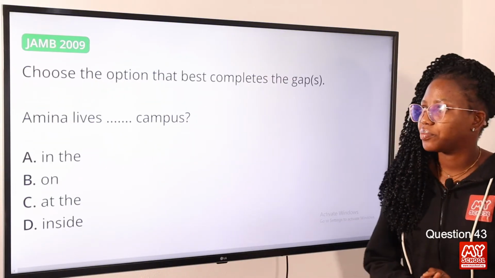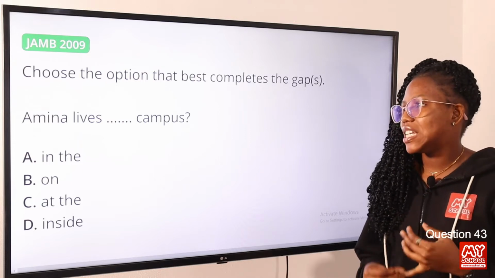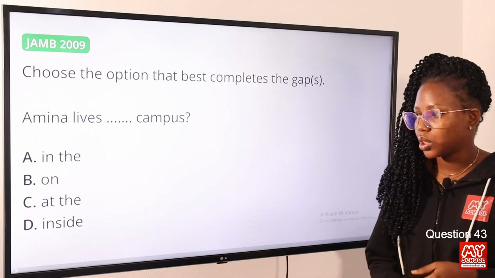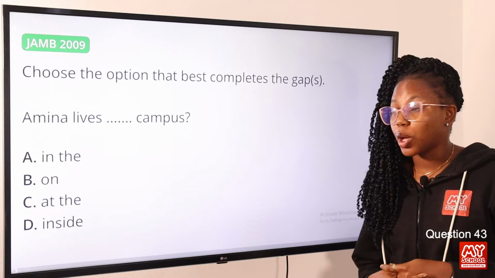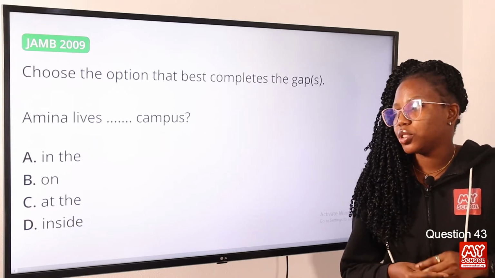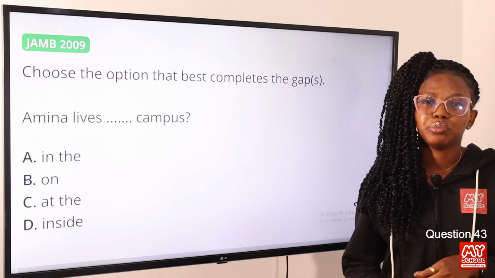Question 43. Choose the option that best completes the gap. Amina leaves dash campus. Option A, in the. Option B, on. Option C, at the. Option D, inside. The answer to this question is option B, on. Now, while it's logical to think that option A as well as option D is correct, the answer still remains option B, on the campus.